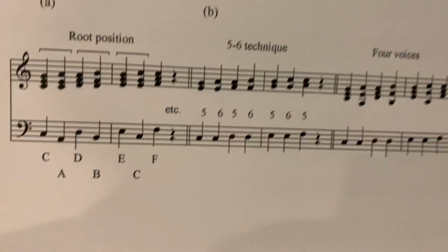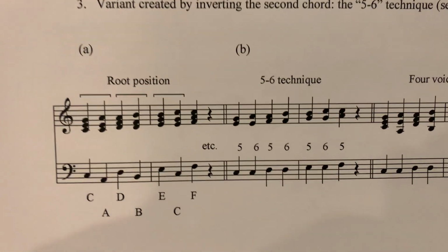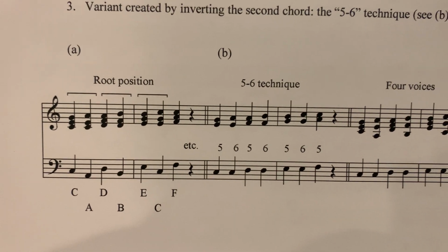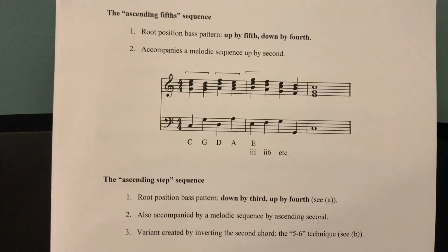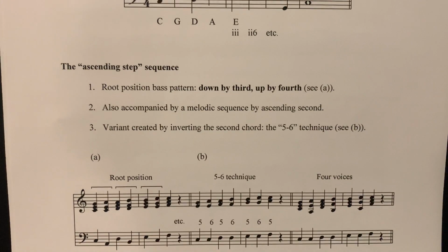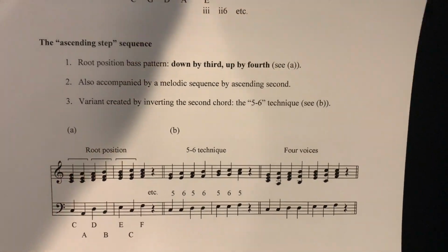All right, notice how the second chord on that one, you barely even heard it as a chord change. You could definitely hear the similarity with the root position version, but it's also very, very different. All right, so those are our 4 sequences: descending fifth, descending third, ascending fifths, and ascending step. Now the rest of this is going to be some analysis. So let's move on to the next page.